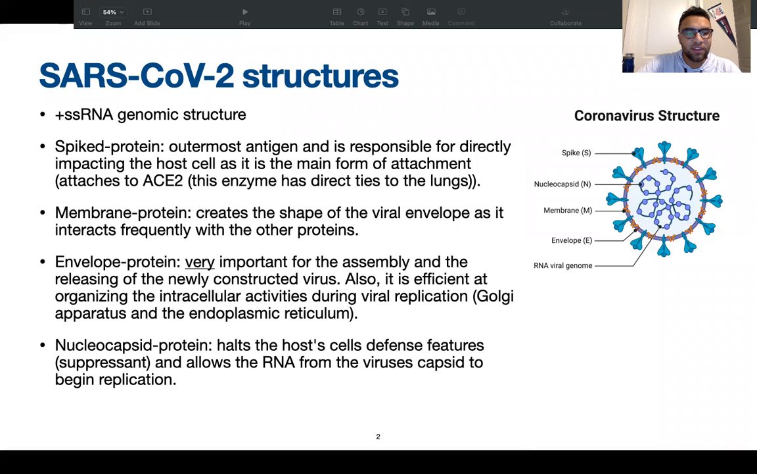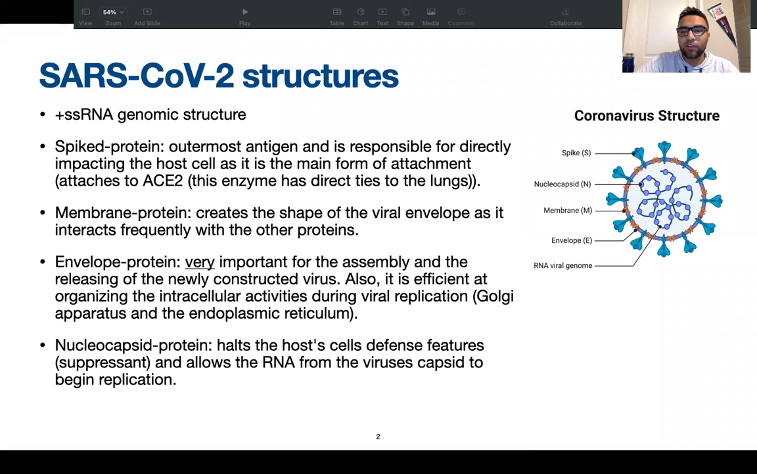And lastly, we have the N protein, the nucleocapsid protein. This is what halts the host cell defenses, features as a suppressant, and allows the RNA from the virus's capsid to begin replication.